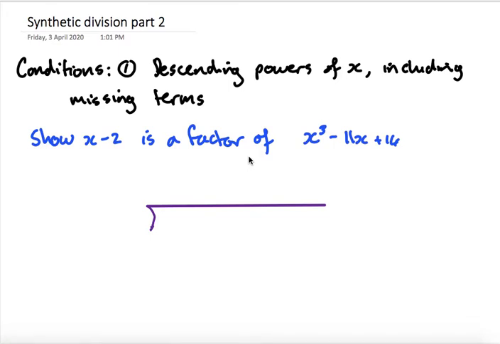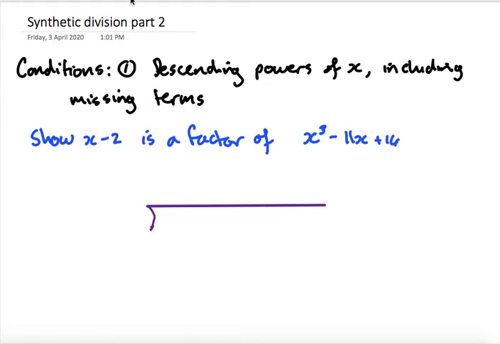Hi, we're looking at the second part of synthetic division. If you're using this, you still need to know how to do long division properly if you want to go on to merit and excellence, but this is a really quick way. Okay, the conditions: the descending powers of x, including missing terms.